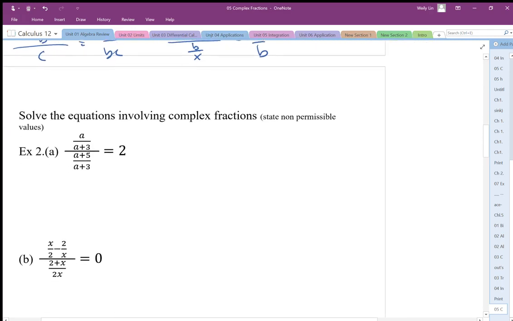So here I can see that shortcut. I can basically cancel those out, and I end up with a over a plus 5 equals 2. And then I can solve that equation much easier.